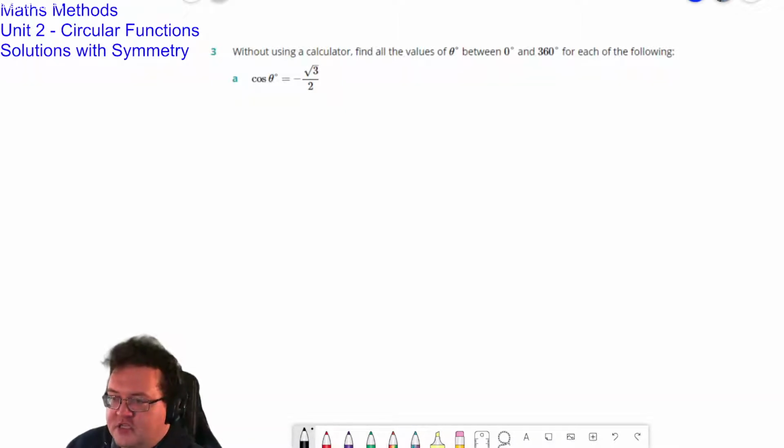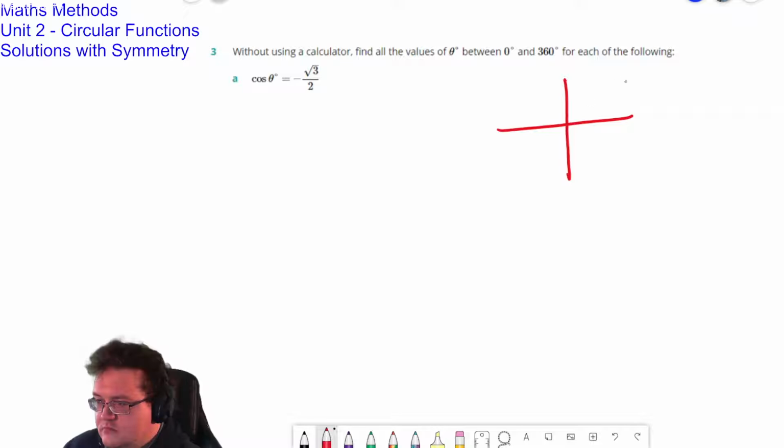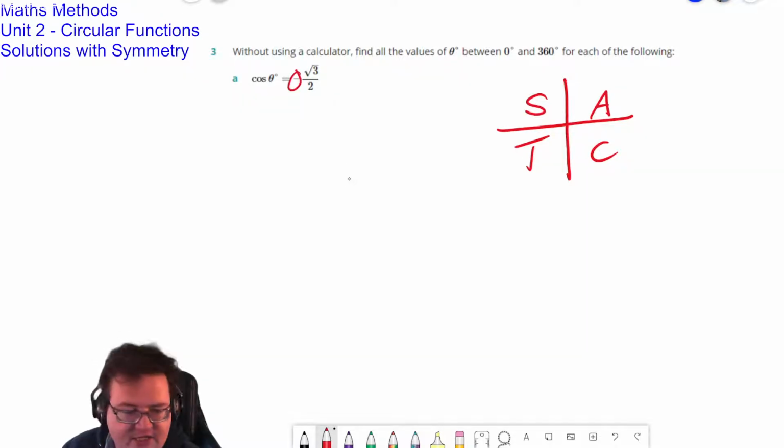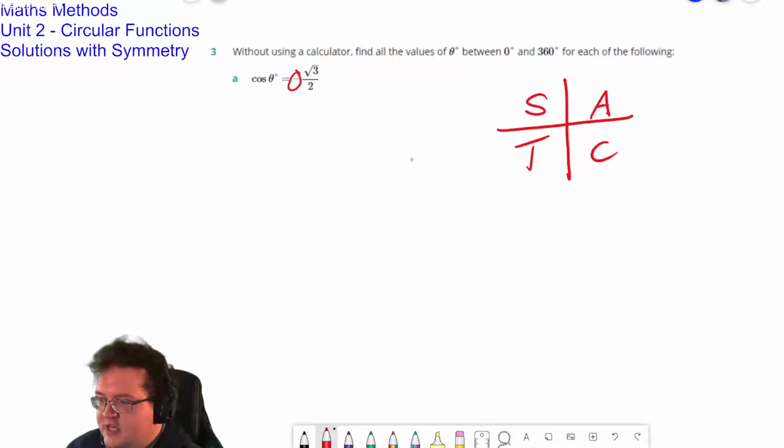So, first things first, let's think about where we are going to be operating. CAST. Now I care about a negative answer, so what quadrants am I going to be operating in? Second and third, because those are where cos values are going to be negative.